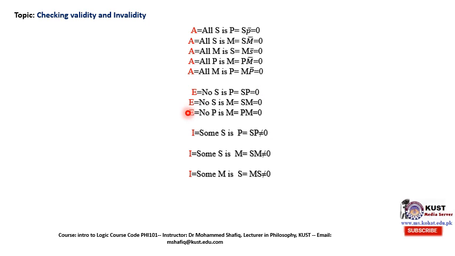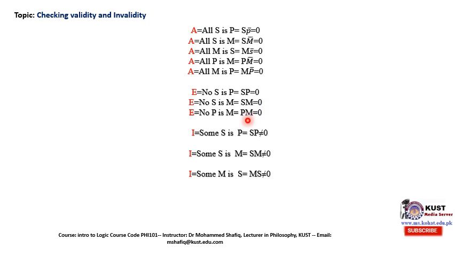Now we have the E proposition, no S is P, the original proposition which we have already discussed in the previous slides. So SP is equal to 0, and there is no bar on any alphabet. So you will have to follow the same pattern again. No S is M, so you don't need to put any bar on SM.